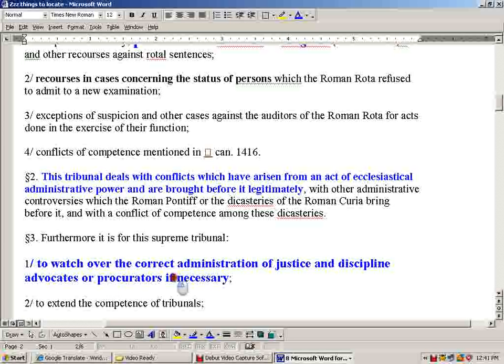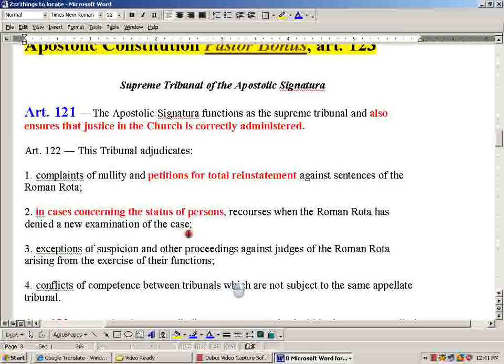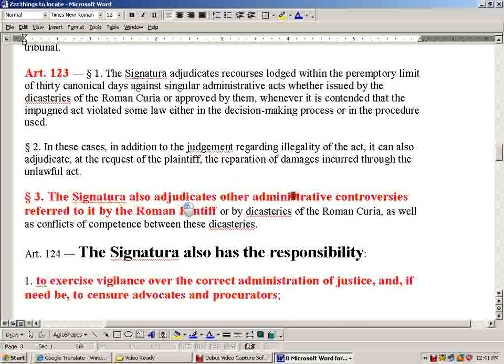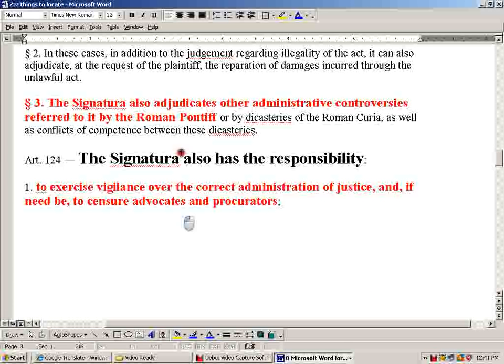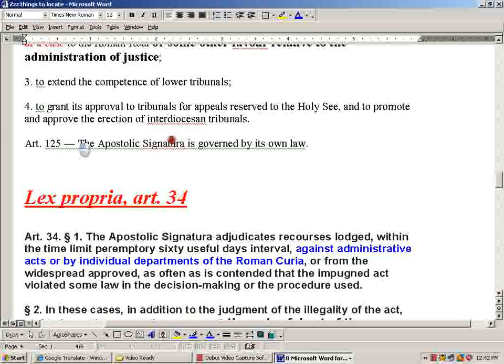That means discipline attorneys. These attorneys are taking an oath. If you really read the oath, it says that they're going to act fairly and justly. Well, they're not doing that. So we can take it to them because they're going to administrate justice through this court. Also ensures that justice in the church is correctly administered. It handles petitions for reinstatement in cases concerning the status of persons. The Signatura also adjudicates other administrative controversies referred to it by the Roman Pontiff, has a responsibility to exercise vigilance over the correct administration of justice, and if needed, to censure advocates and procurators, attorneys. Petitions to deal with petitions presented to the Apostolic See for obtaining the commission of a case, yada yada yada.